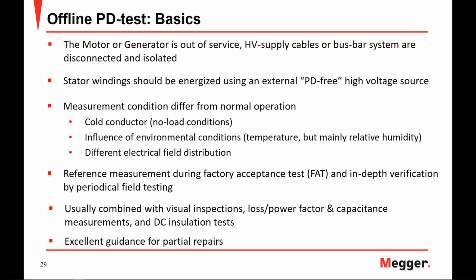Offline partial discharge measurements are typically combined with visual inspections, loss power factor and capacitance measurements, as well as DC insulation tests. And partial discharge measurements can offer insight into which steps need to be taken for partial repairs, and even more importantly, can be used to verify that the repair was performed correctly. So if you have a measurement and you know that you have a defect, you can go in and perform the partial repair and perform the measurement again, and you should be able to see a difference in your measurement that can confirm that the repair was done correctly.